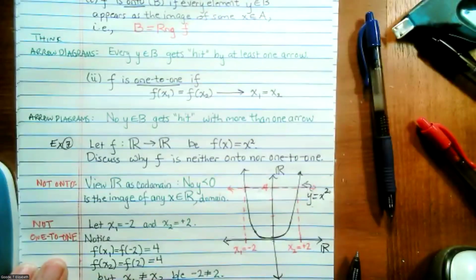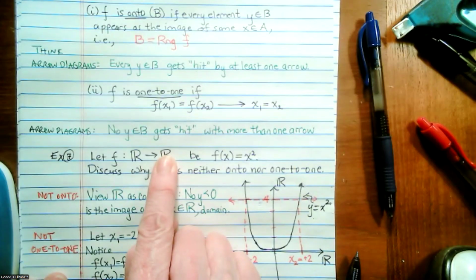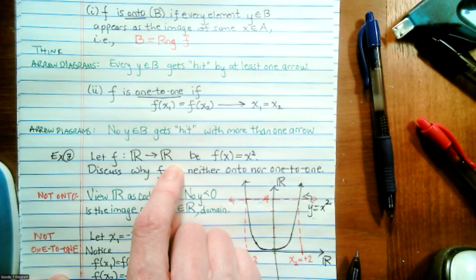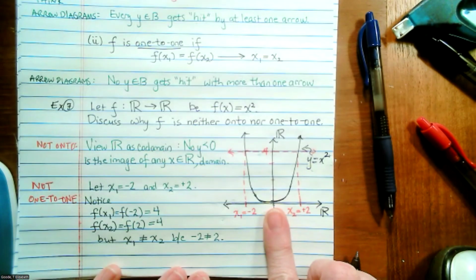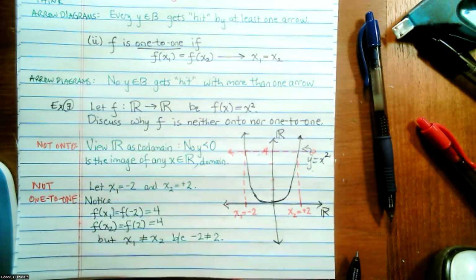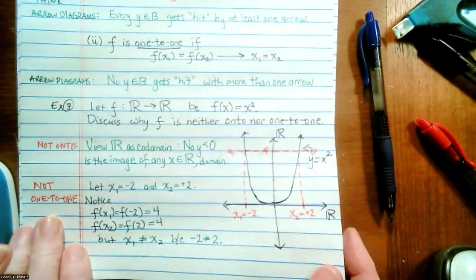Now we can make this function onto if we restrict the codomain to just the reals that are positive or equal to 0. So if we subtract away the negative reals and only look at 0 or positive reals, that means we're not considering the negative y-axis as part of our codomain, then the function actually is onto. But if the reals as a whole are considered to be the codomain, then this function is not onto.